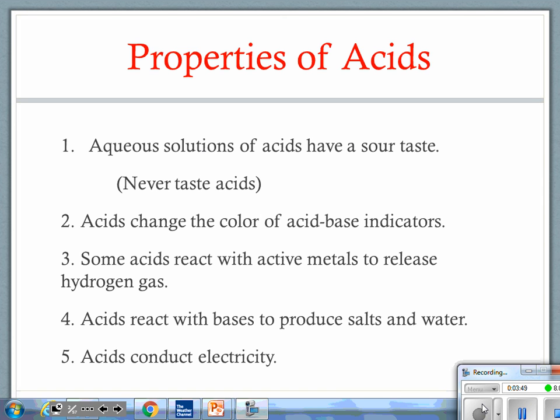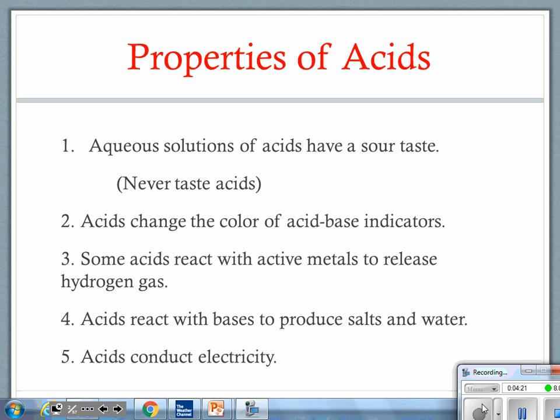You'll hear certain things like phenolphthalein. That's an acid-base indicator. We'll talk about it later. You also hear about litmus paper. So acids will change the color of acid-base indicators, and we'll get into those later on. We'll probably do some labs with acid-base indicators.